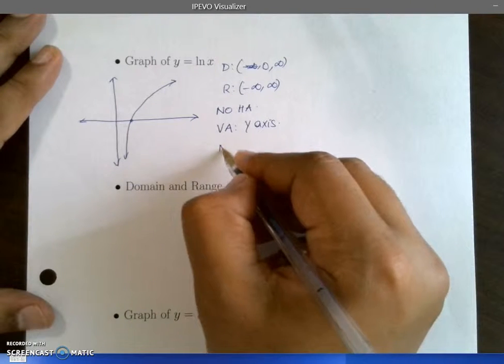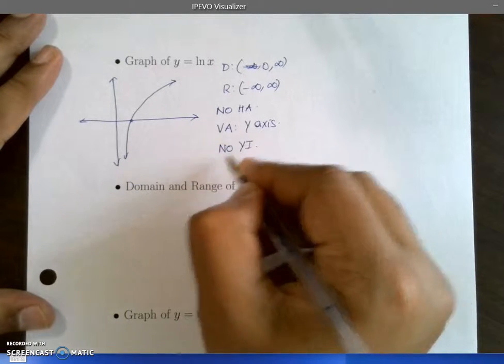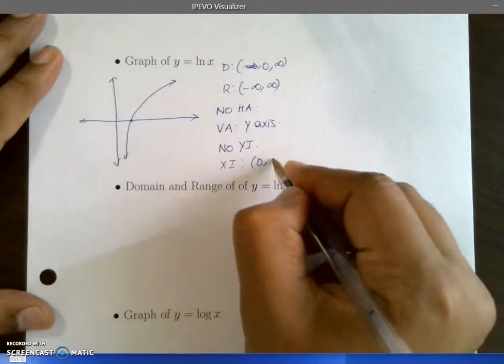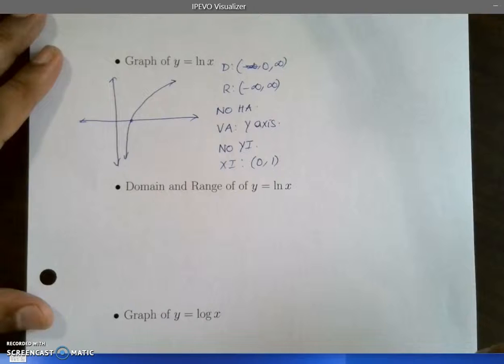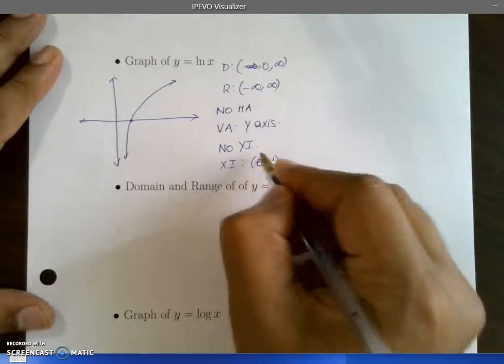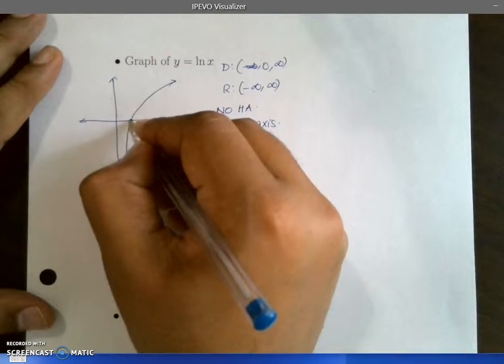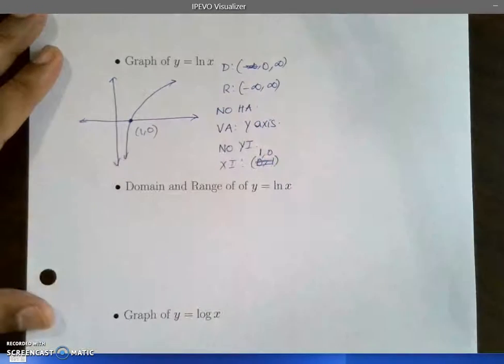There is no horizontal asymptote for this graph, and the vertical asymptote is really the y-axis. There is no y-intercept. The x-intercept is when x is 1, y is 0. That's where this cuts the x-axis, so (1, 0).